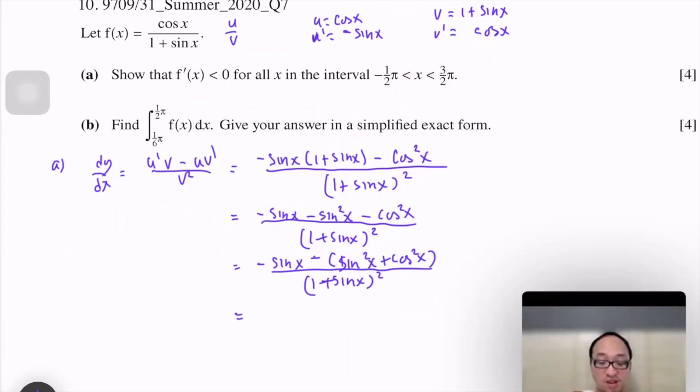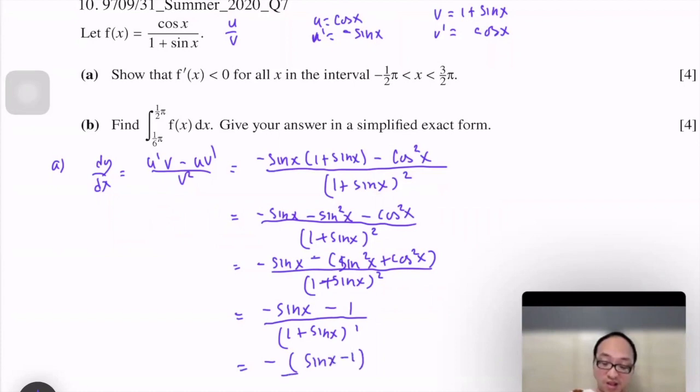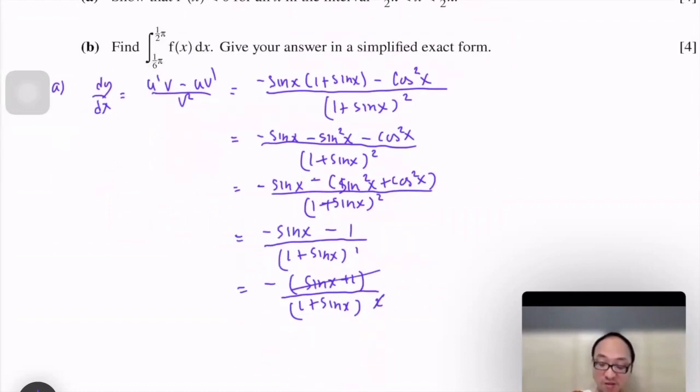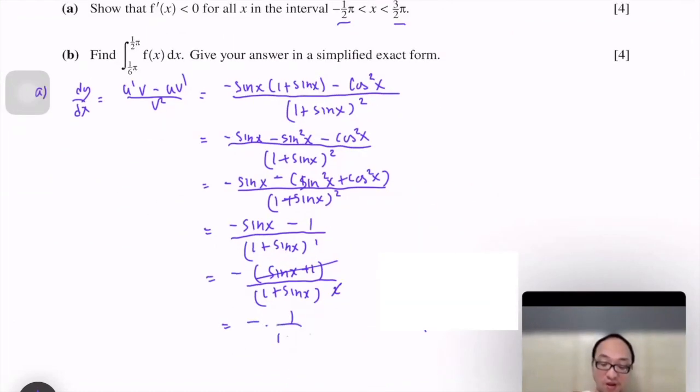equals minus sin x minus 1 over (1 plus sin x) squared, or this equals minus (sin x plus 1) over (1 plus sin x) squared. We can cancel, and this equals negative 1 over (1 plus sin x).